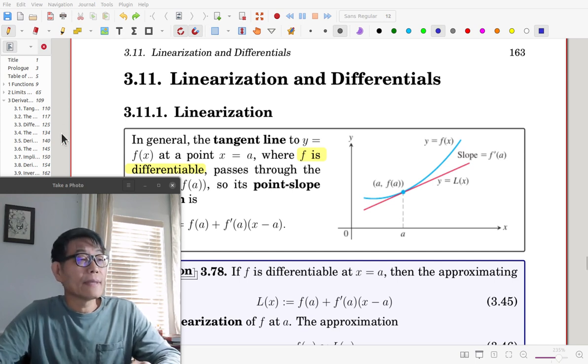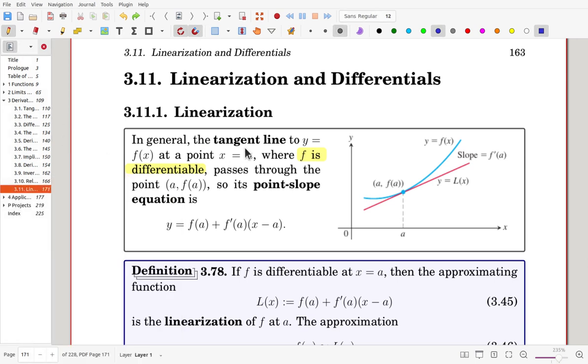In general, the tangent line to a curve y = f(x) at a point a is given in this way when the function f is differentiable at a. That is the slope, and (a, f(a)) is the point. So this is the point-slope form of the tangent line. Let's look at the picture. This is a function, and that is the graph of the tangent line.